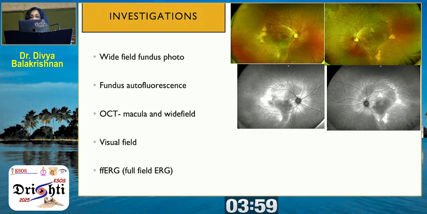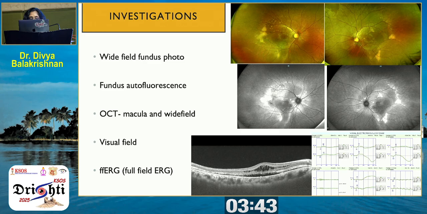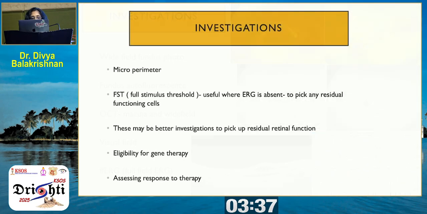And then look at autofluorescence. It is a very good tool actually to pick up any progression, because that gives a broader view than an OCT, which looks at specific areas. But the OCT will help to differentiate many entities, like whether the macula is involved, macula is spared, or any other abnormalities at the macula. Then visual fields, and then ERG is another test. So the details of it will be covered in the subsequent talks.